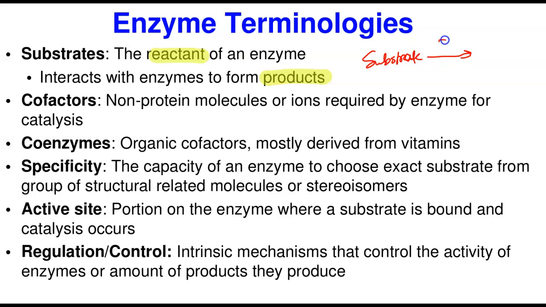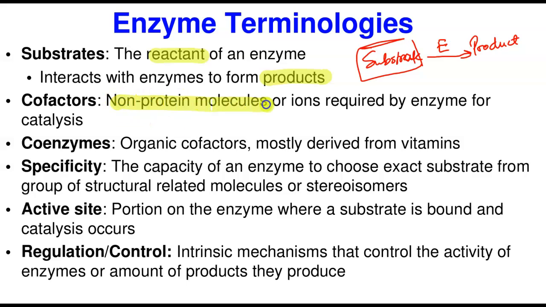The enzyme will act on this substrate and convert it to the product. So that enzyme's reactant has a special name, unlike what we have in inorganic chemistry. It's called the substrate. Cofactors. What are cofactors? Cofactors are non-protein molecules or ions that are required by enzymes for catalysis. Those non-protein molecules that help the enzyme to do its job of catalysis are what we call the cofactors.